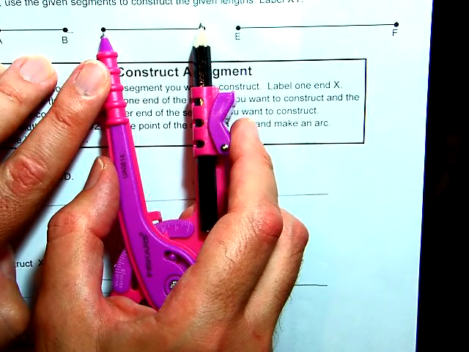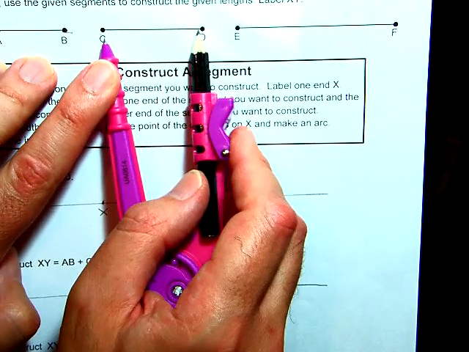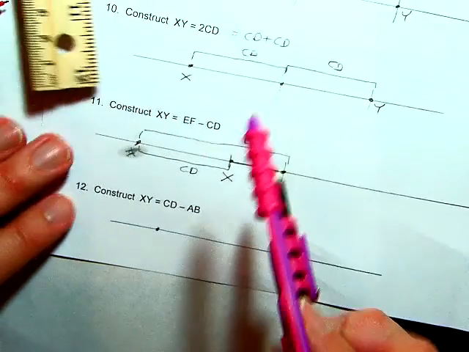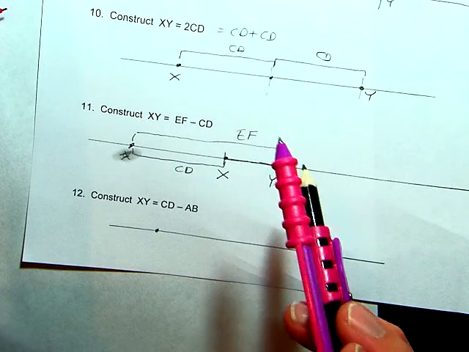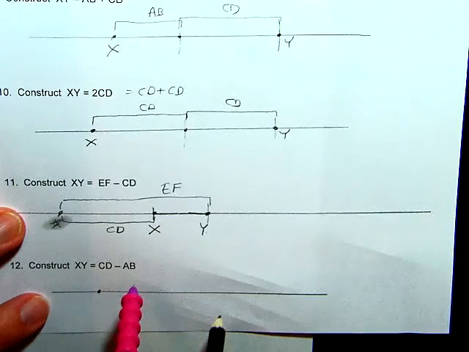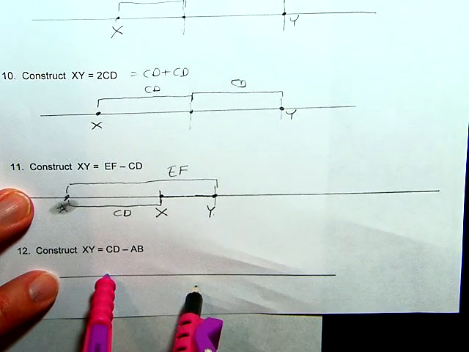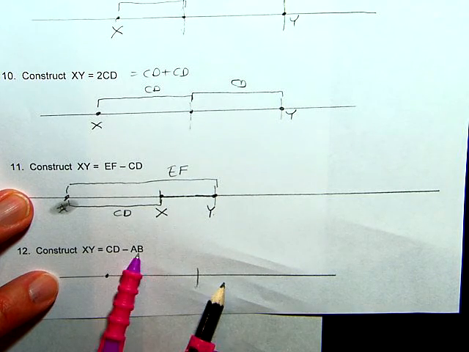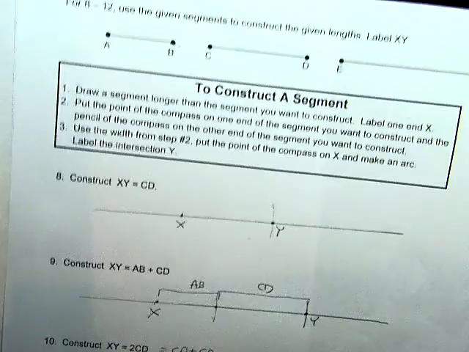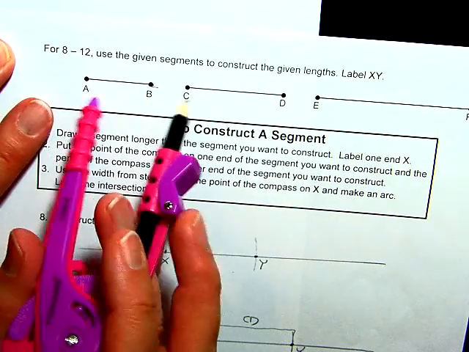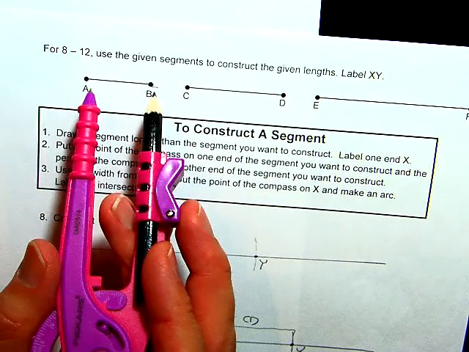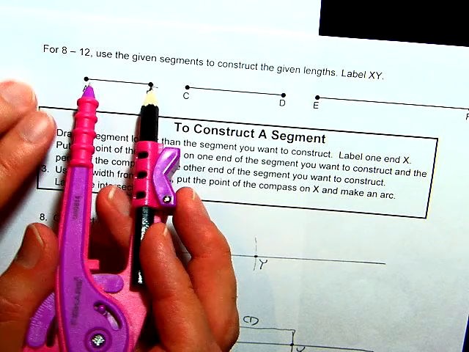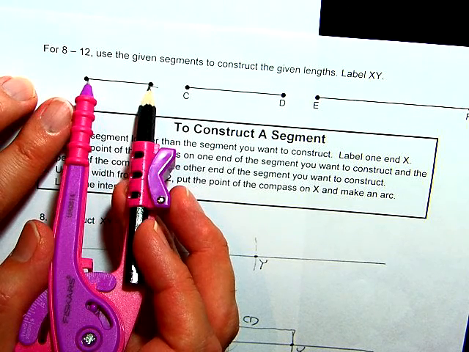I'm going to put my sharp point on the C and widen the compass so the space is exactly the length of CD like that. And come back down here. Whoops, my ruler's falling in my way. I'm going to take the sharp point here. And I'm going to make an arc like that. Minus AB. So now I'm going to go back up here. I'm going to measure out AB, put the sharp point on A, and put the pencil on B. I have it just about there.